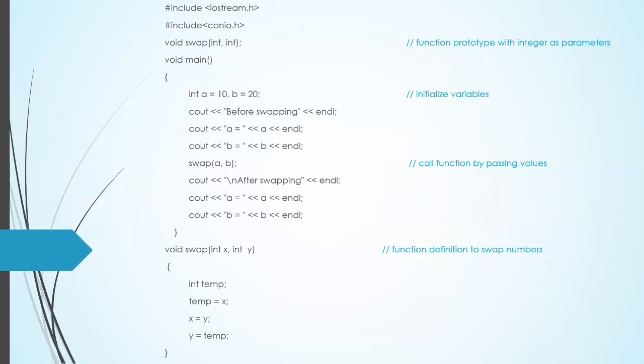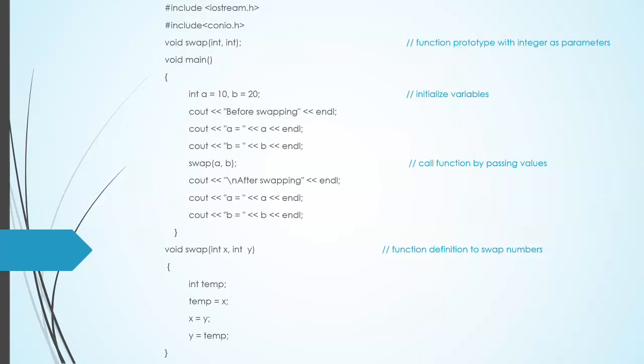printed. After that, the swap function will be called with arguments A and B. Then simply control will transfer to the function definition, where the actual arguments A and B values will be copied to the formal arguments, that is X and Y. Now X value will be 10 and Y value will be 20.